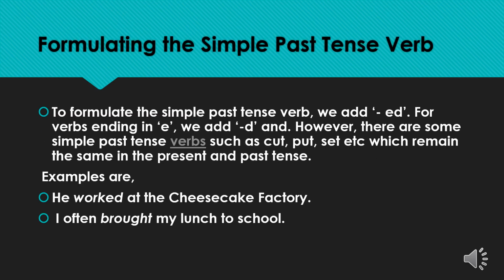Now, let us know how to formulate the simple past tense verb. To formulate the simple past tense verb, we add ed; for verbs ending in e, we add d. However, there are some simple past tense verbs such as cut, put, set, etc., which remain the same in the present tense and the past tense. Or in other words, children, simple past tense always uses the second form of the verb. For example, he worked at the cheesecake factory. I often brought my lunch to school.